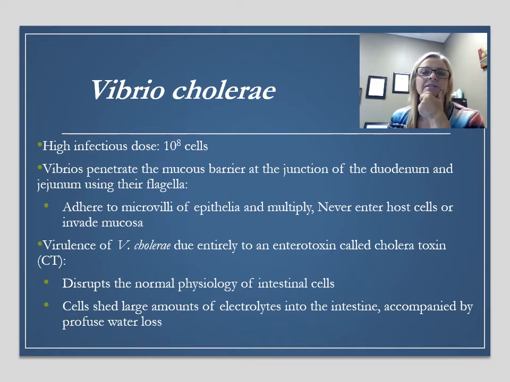The virulence is going to be caused by the enterotoxin, which is called cholera toxin, okay? Easy to keep that one straight, right? And this actually kind of disrupts the normal physiology of your intestinal cells. Your cells, again, are going to shed a large amount of electrolytes. And of course, that's going to cause a profuse water loss.